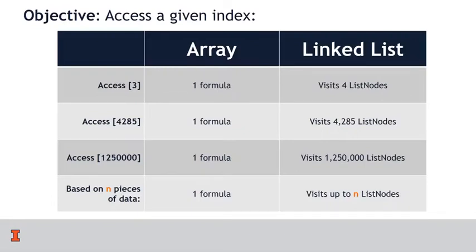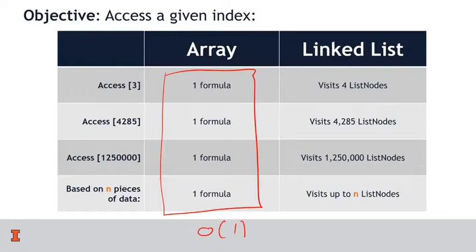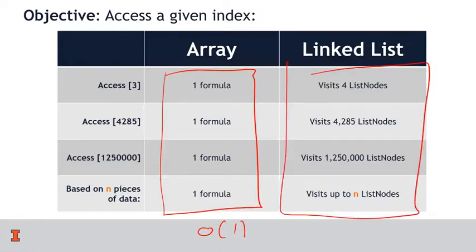So let's look at how this all comes together. We looked originally at the table that we filled out at the very beginning of this video, where the access time for an array is always O of 1, and the access time for a linked list is always O of n.